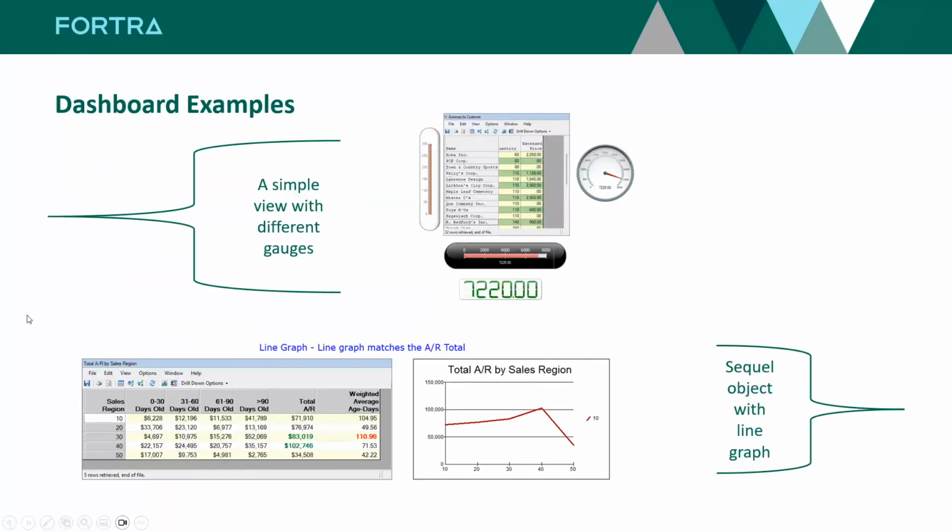So here we have two very simple dashboards. The one on the top is a simple view, and it has 4 different gauges. Now in this dashboard, these gauges all are displaying the same data, but it's just showing you the different options of how you would like to display those gauges or which type of gauge you'd like to use. The one on the bottom is also pretty simple. It has a SQL object and then the matching line graph or chart.